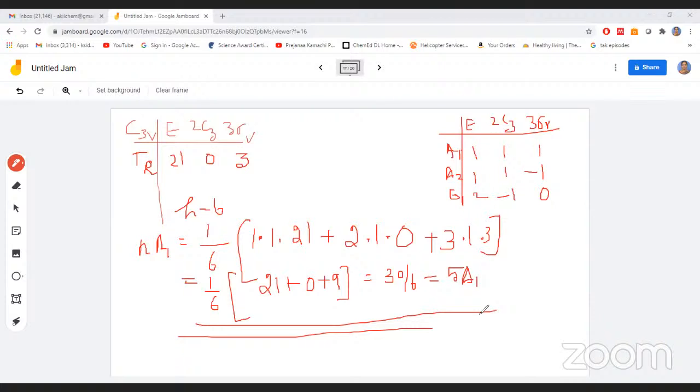So the answer is gamma R equal to 5 A1 plus 2 A2, is 7.